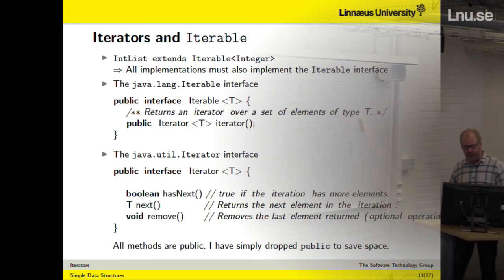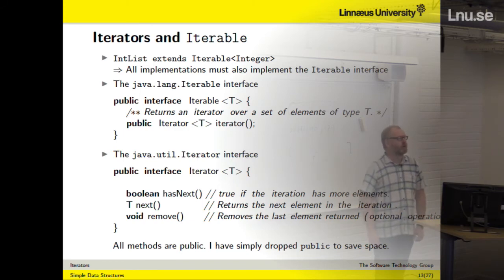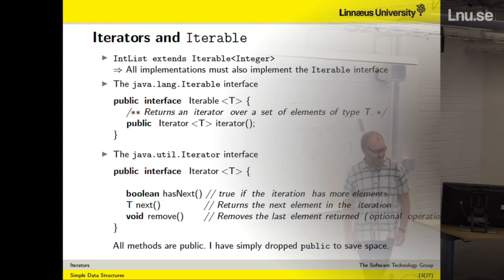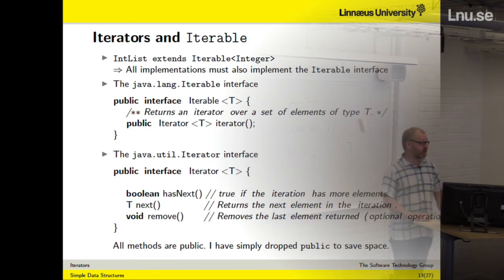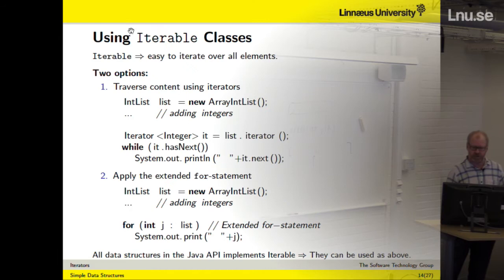What is an iterator? When do you use iterators? An iterator is used when you want to iterate over all elements in a data structure. I think I have an example of how they can be used down here.